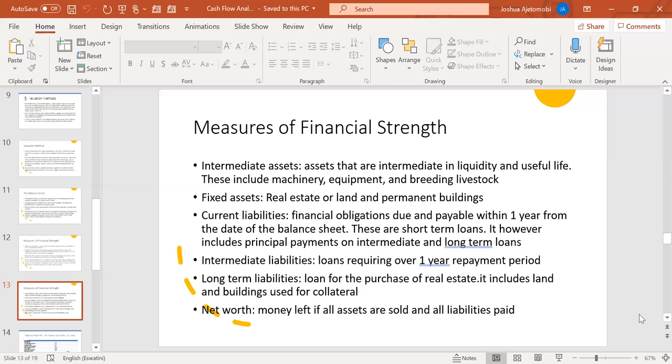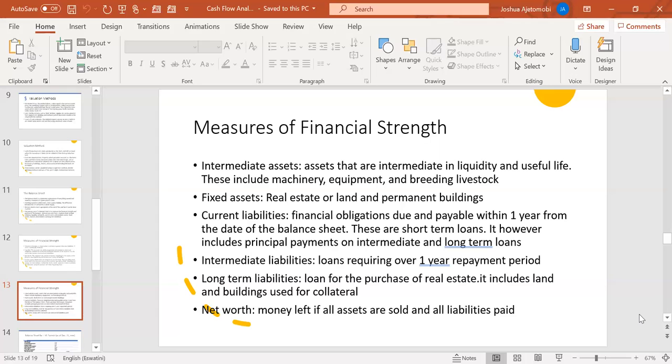Intermediate liabilities, these are loans required over 1 year payment period. Then you have long-term liabilities, loans for the purchase of real estate, which includes land and building that you have used for collateral. So intermediate liabilities would be, for instance, say a manufacturing company. Intermediate would be the machinery that they use to manufacture. As in machinery or those equipment, they are intermediate liabilities.